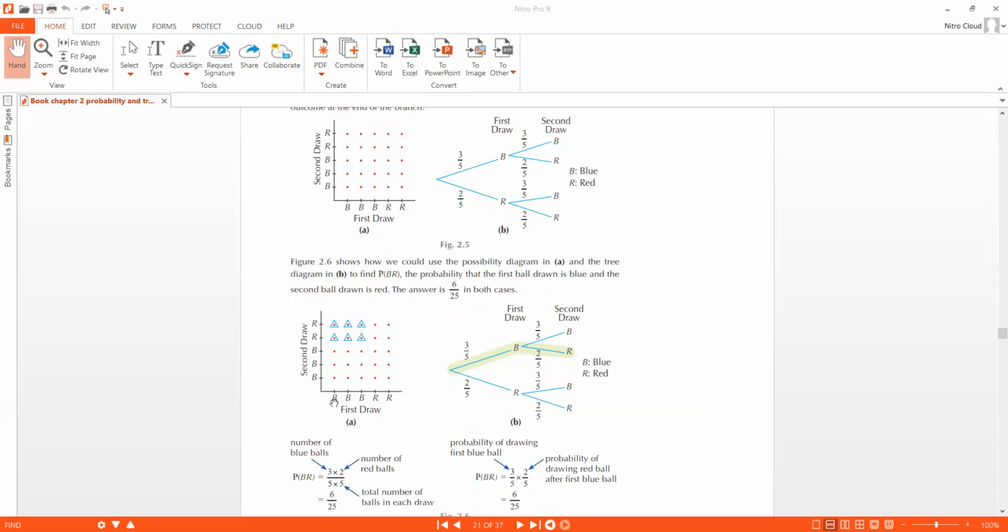So at the first draw B and the second draw R. This is the thing basically. If I'm saying first B and B, it means these are the 9 events for first B. So 3 into 3, 9.